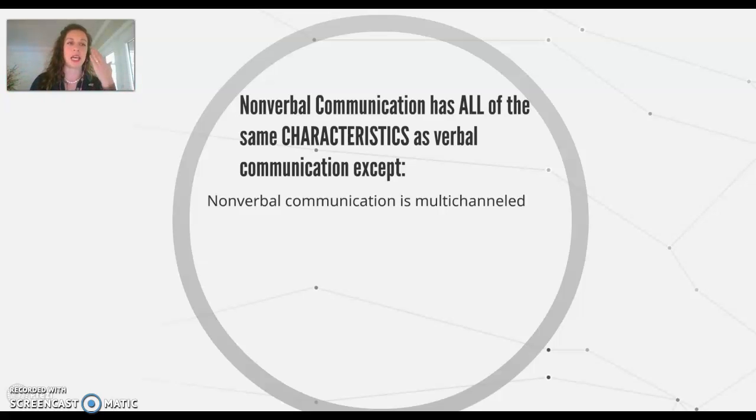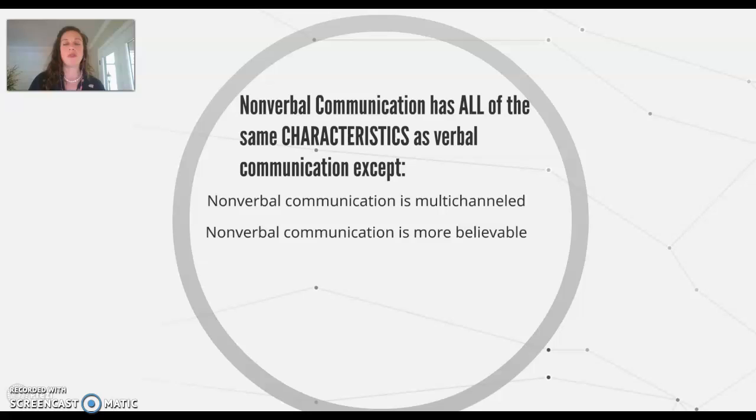So you could be using eye contact at the same time that you're touching someone, using haptics, and using proxemics, like how close or how far you're standing from someone. You can use multiple of those at once. So that's how it's multi-channeled.